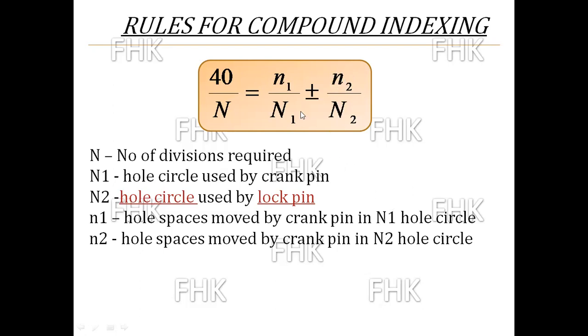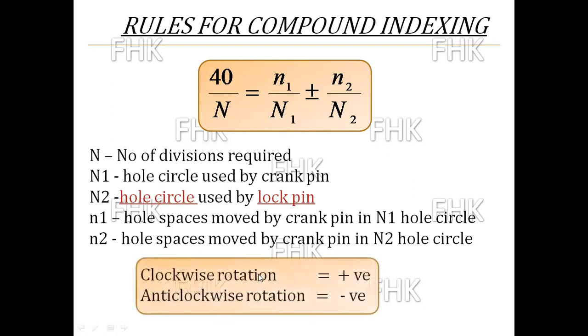Okay, and what is that plus and minus? Plus and minus is nothing but rotation, clockwise and anti-clockwise rotation. If you get a plus sign in your calculation, at that time you rotate the index plate along with the crank in the clockwise direction. And when you get the minus sign, you have to rotate the index plate along with the crank in the anti-clockwise direction. Is that clear? All the things you have to understand clearly.